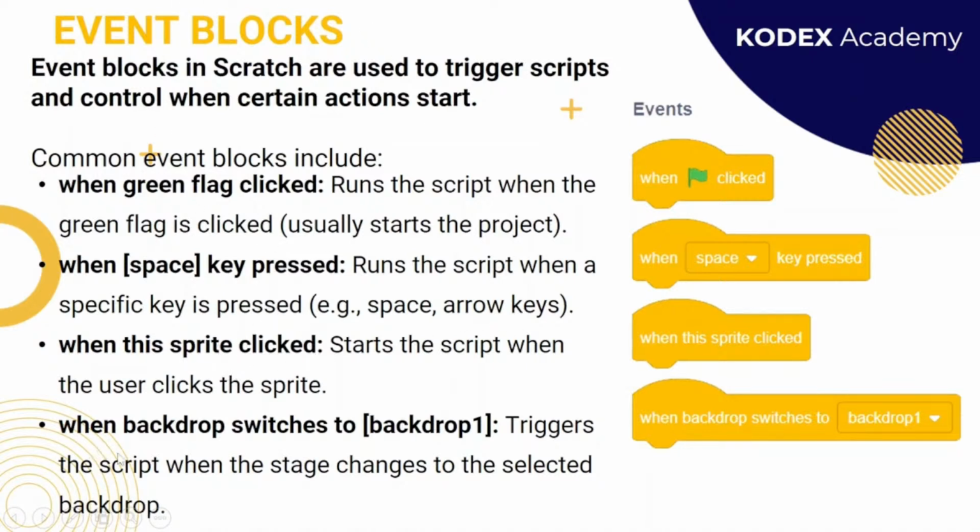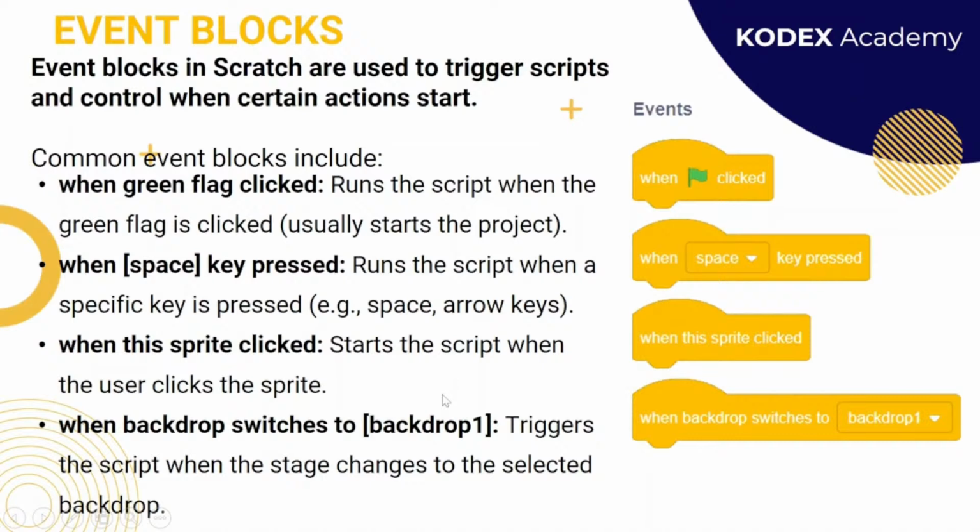Now the next one is when backdrop switches to backdrop 1, backdrop 2. You can select multiple backdrops in your animation, and when you trigger the script, on the basis of that you can change the background of your stage, so you can select your particular backdrop over here. You can give a specific name to your backdrop as well, and on the basis of that you can switch the backdrop with the help of this event block. Now we are discussing more event blocks.